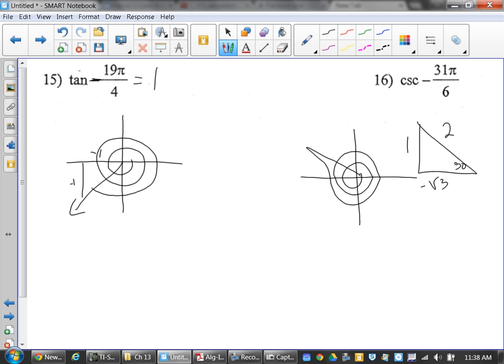Cosecant. Cosecant is the opposite or the inverse of what trig function? Sine. Sine is opposite over hypotenuse. Is 2. Positive.